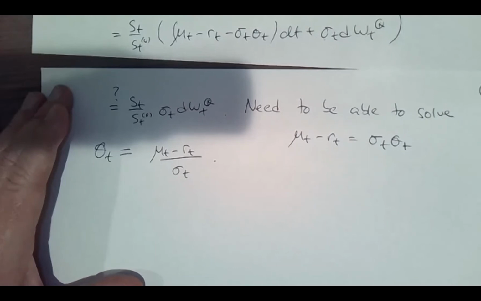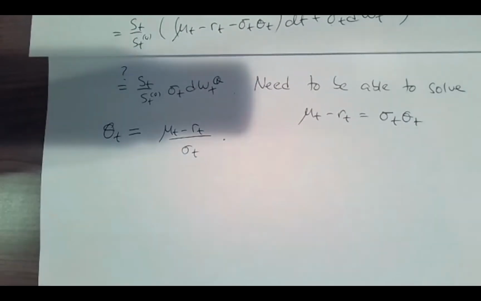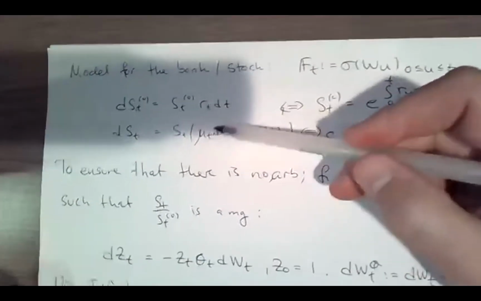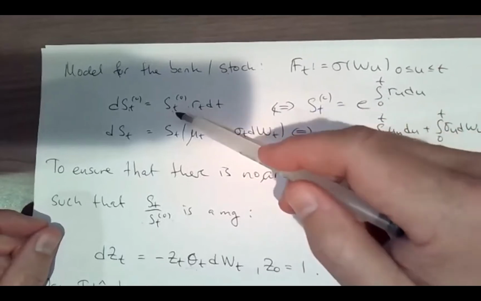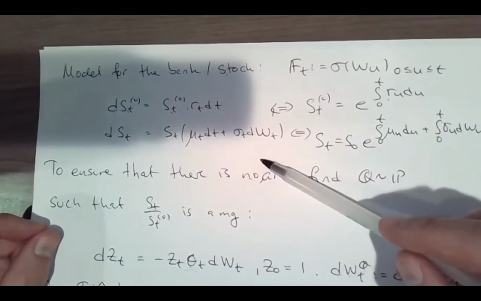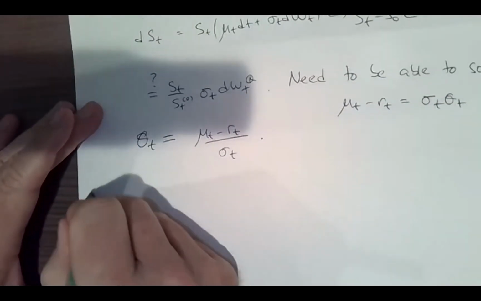Any questions on this calculation here? So this is the basic framework. We have our money market account, our bank, and then we have the stock. And so popular models here, so examples.